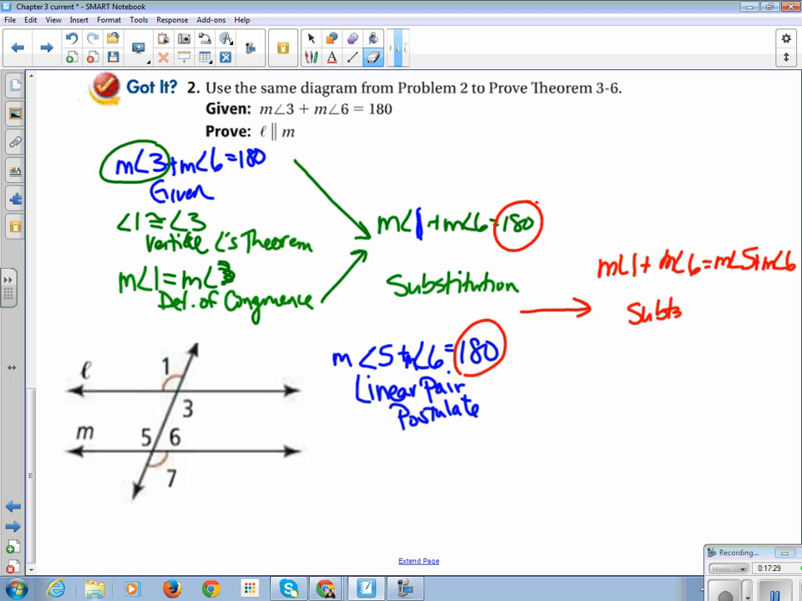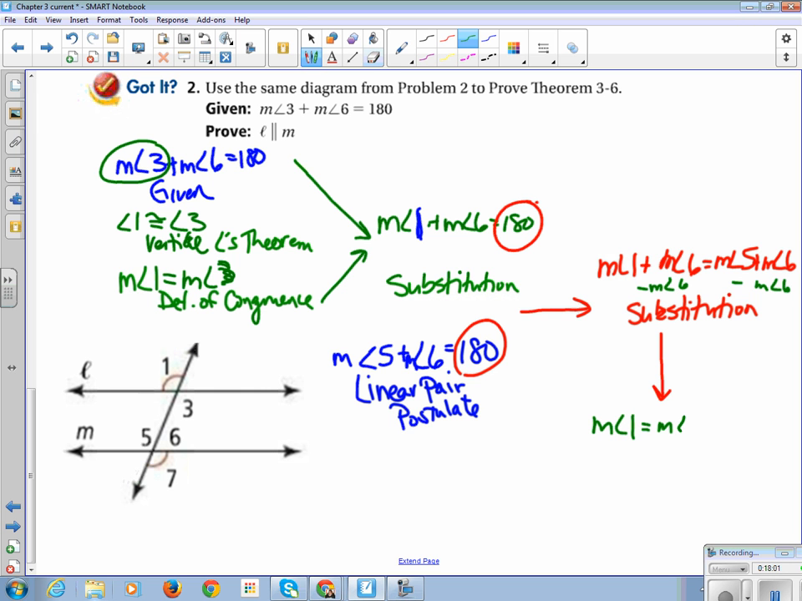Substitution. Substitution says I can replace this 180 with the measure of angle 5 plus the measure of angle 6. Then if I subtract the measure of angle 6 from both sides, I'm left with the measure of angle 1 is equal to the measure of angle 5, by the subtraction property of equality.